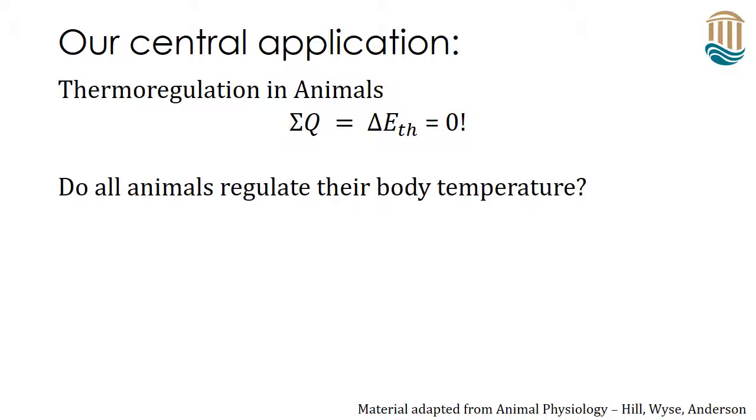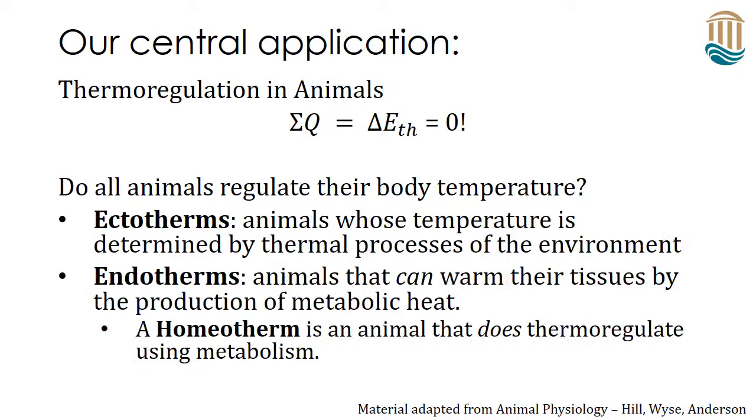So, what types of animals are we talking about? Well, two major classes of animals are ectotherms and endotherms. Ectotherms are animals that historically would have been called cold-blooded. They are animals whose body temperature is determined by their environment. Endotherms, on the other hand, are animals that can warm their tissues through metabolic processes.